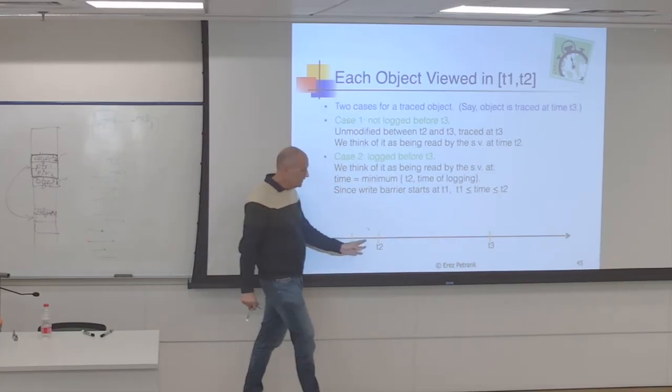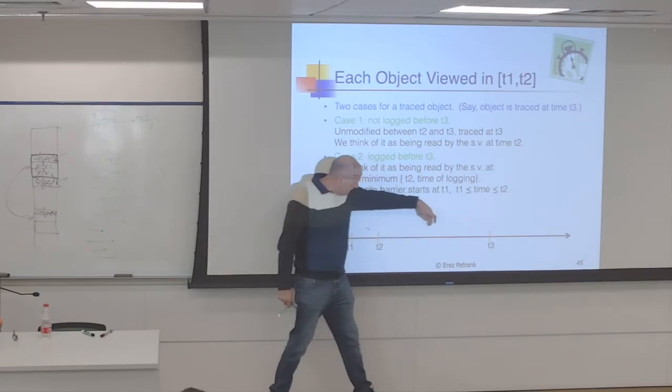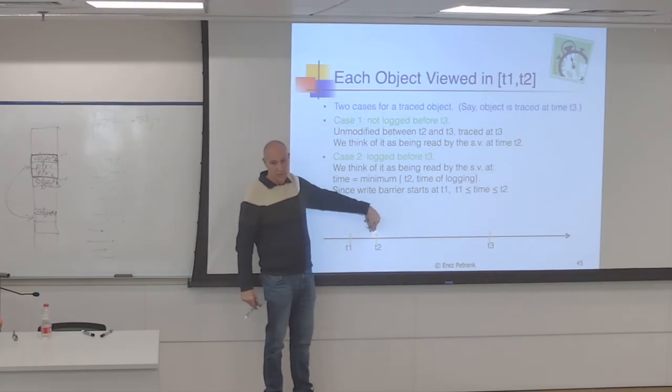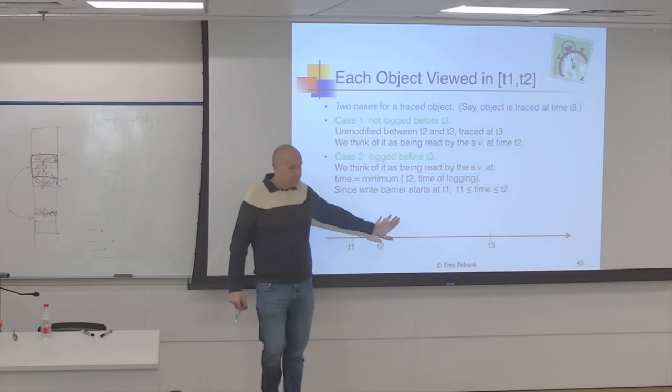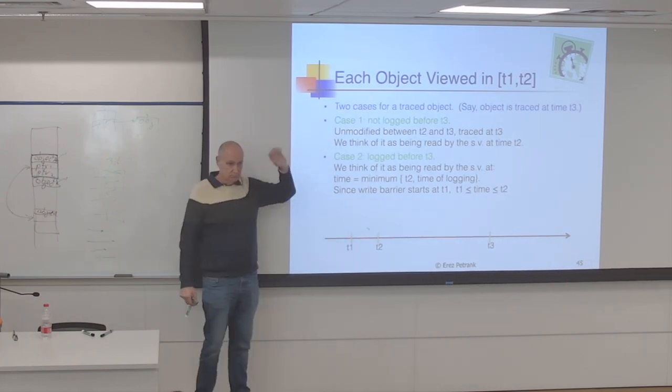If it was not modified and I'm looking at it here, then it's the same view as if I'm looking at it here. It was not modified. So I'm safe. I have it between T1 and T2. I have it at T2, I'm sure. So this is case one.